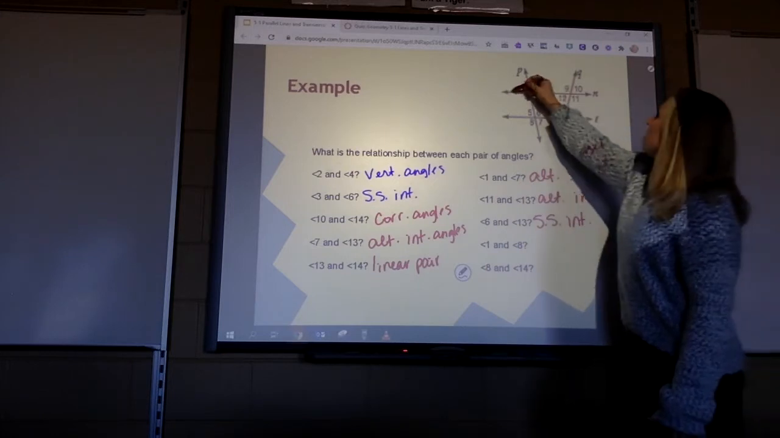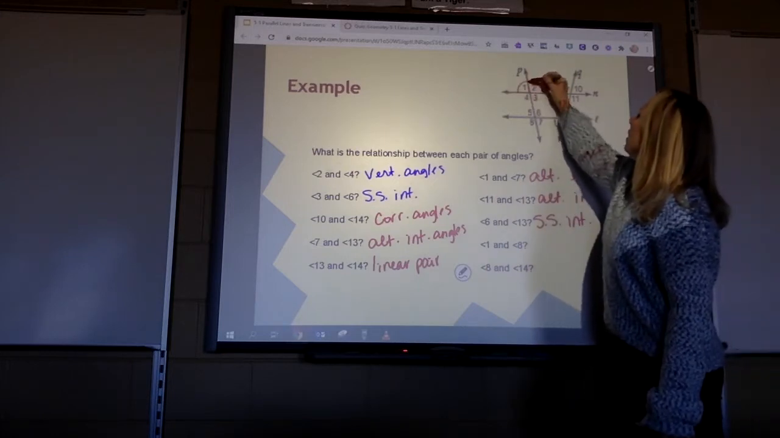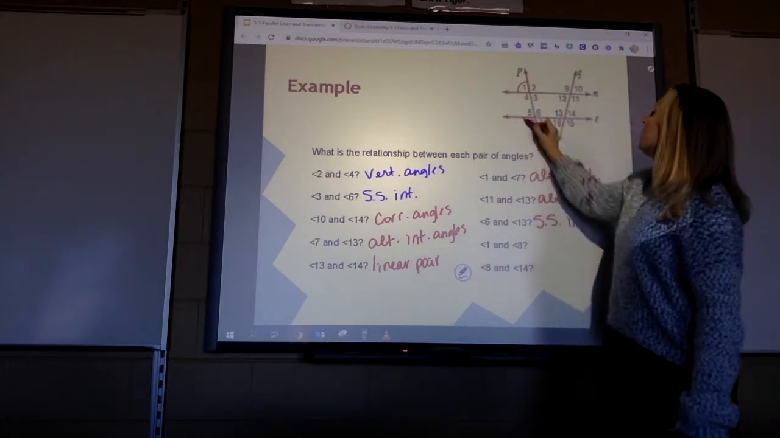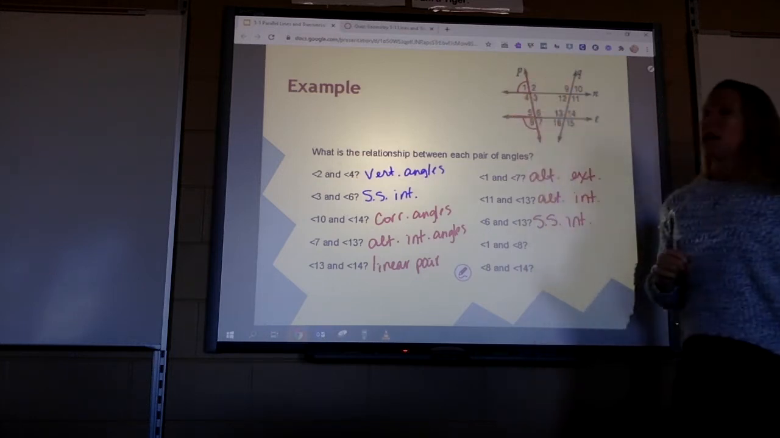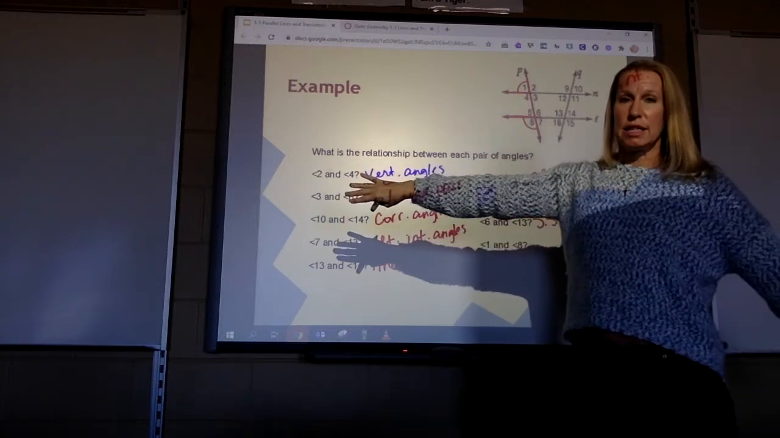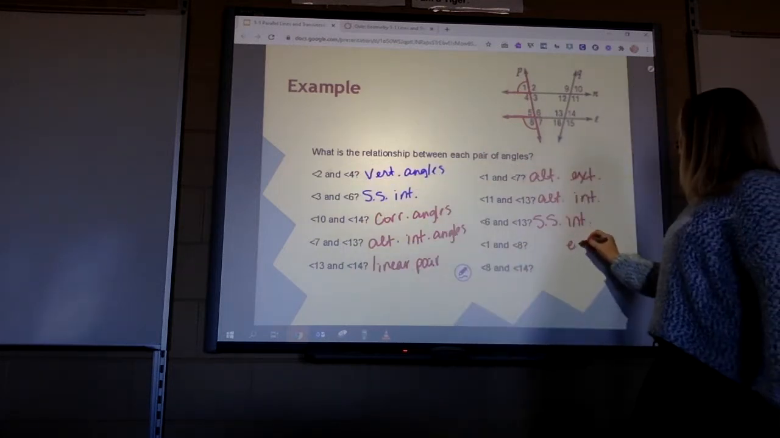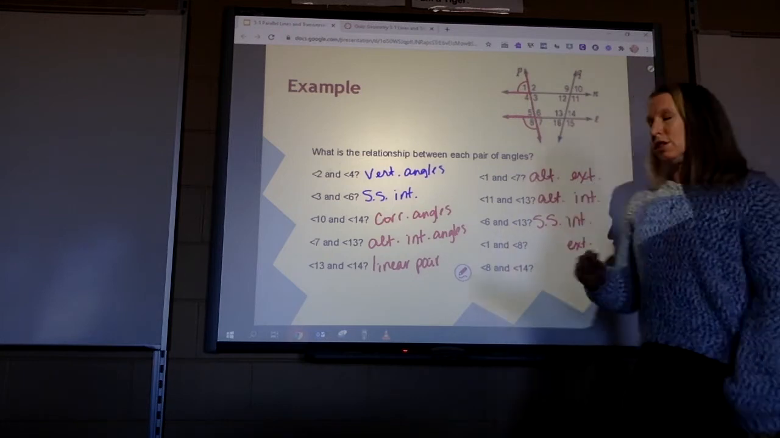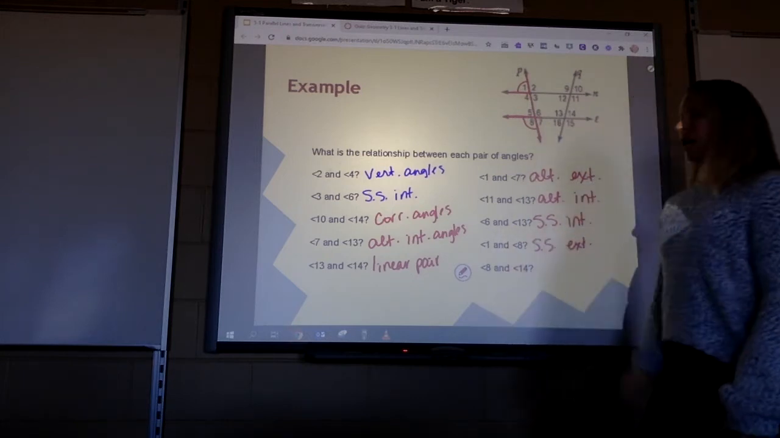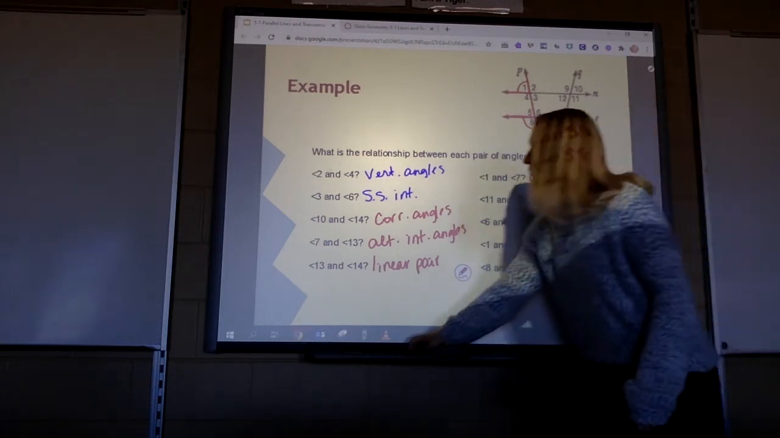1 and 8. Here's angle 1, here's angle 8. So these would be my lines, and this is my transversal. They are on the exterior, so I know it's exterior, and they're on the same side of the transversal, so same side exterior.